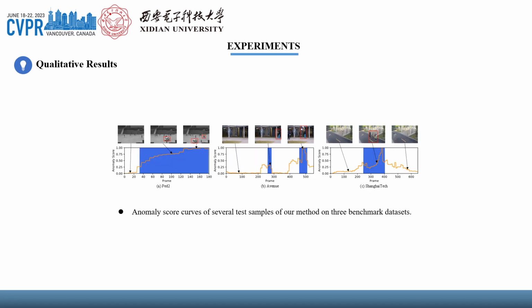This slide shows the anomaly score curves of some video clips on the three datasets. Obviously, there is a sharp jump in the anomaly score with the occurrence of anomalous events, and the anomaly curve returns to flat when the anomalous events disappear.